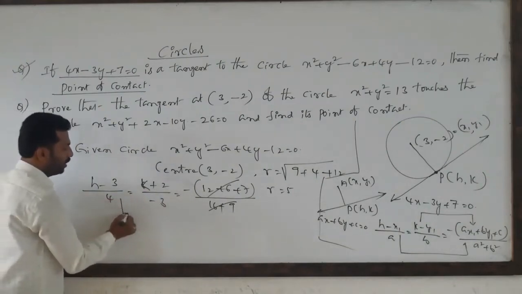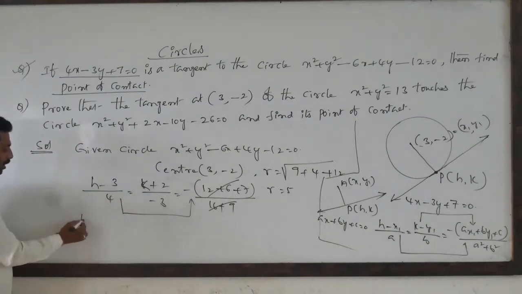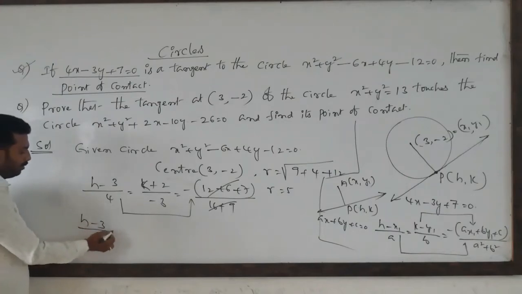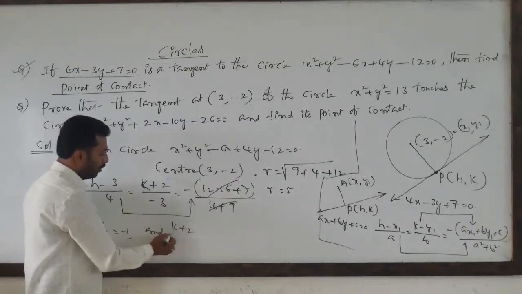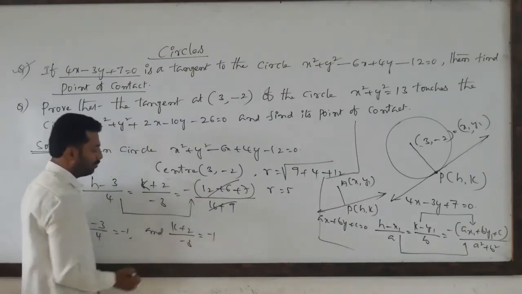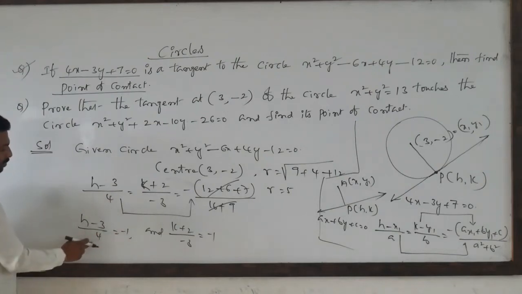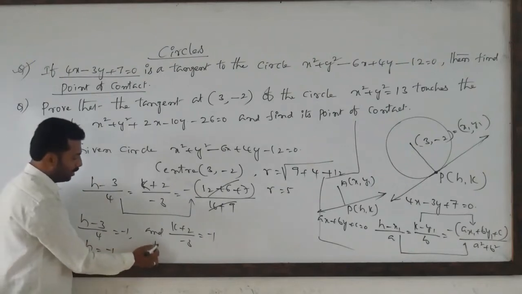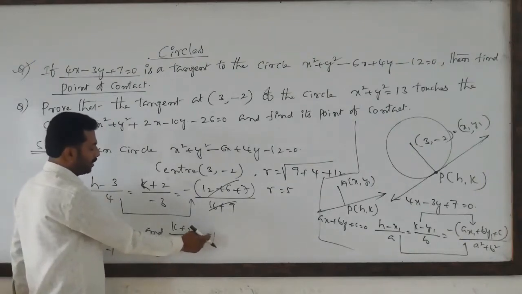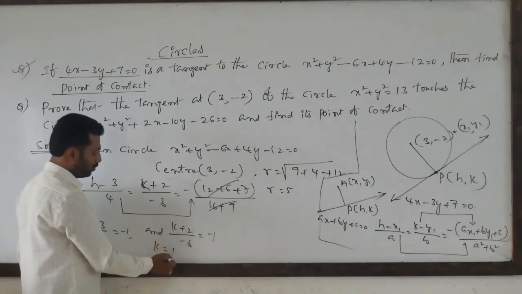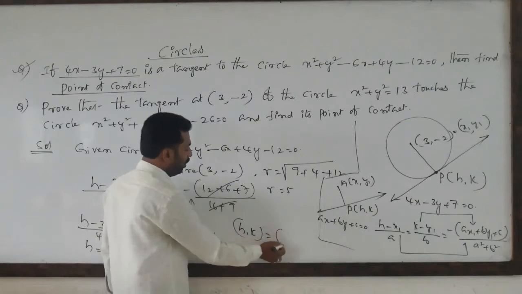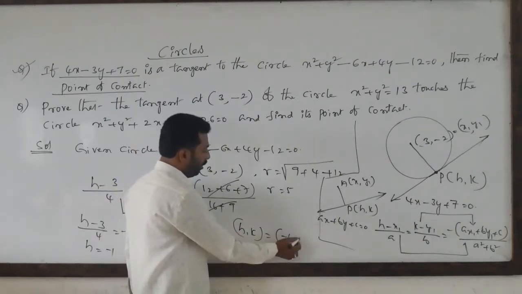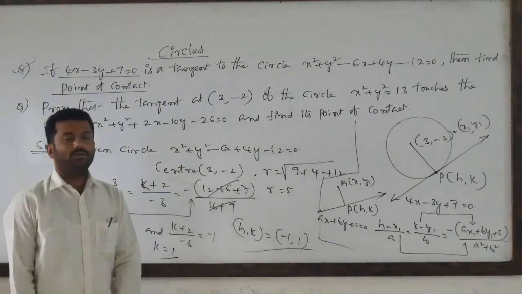So I am equating these two. h minus 3 divided by 4 equal to minus 1, and k plus 2 divided by minus 3 equal to minus 1. From this, h equals minus 4 plus 3, so h equals minus 1. And this is the k value: 3 minus 2, which means 1. So the foot of the perpendicular h comma k equals h value minus 1, k value 1. Like this we have to answer.